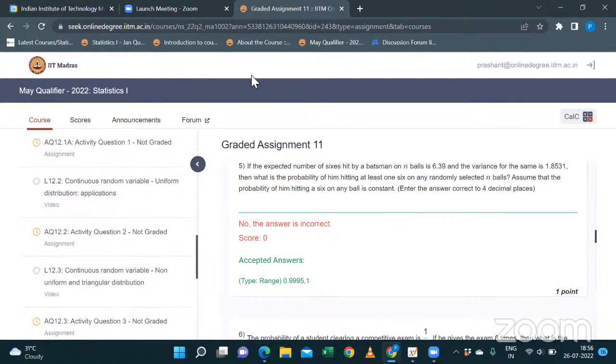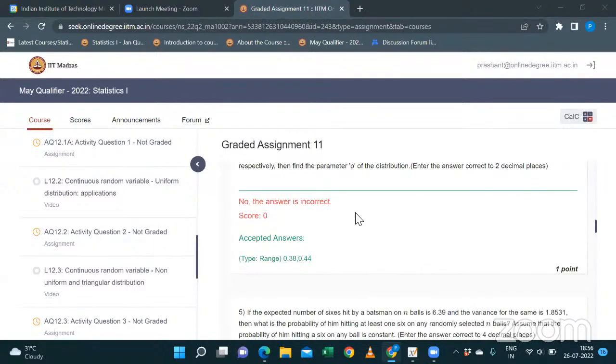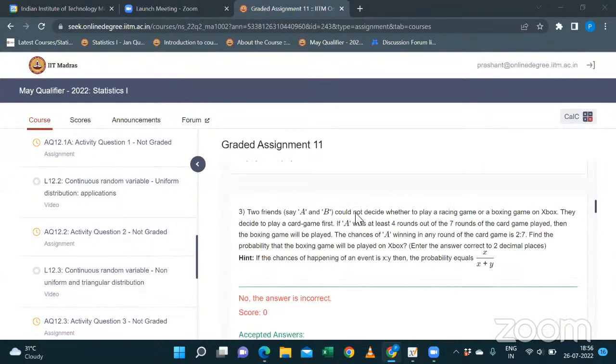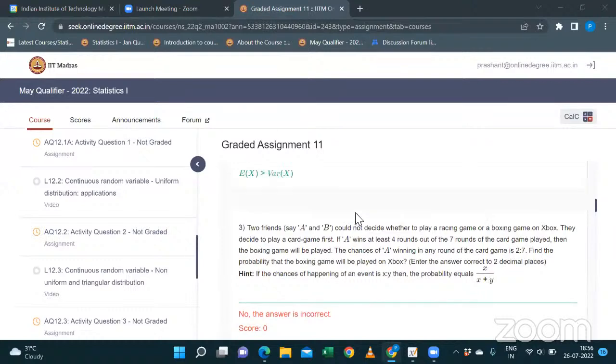In which? Sir, in graded assignment 11, question number 3, sir. Two friends A and B could not decide whether to play a racing game or a boxing game on an Xbox. They decide to play a card game first. If A wins at least 4 rounds out of 7 rounds of the card game played, then the boxing game will be played. The chance of winning any round of the card game is 2:7. Find the probability that the boxing game will be played.